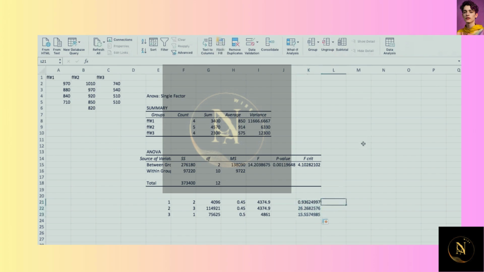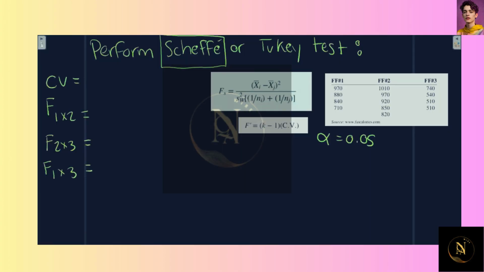All right, so finally, let's calculate our critical value. And we do that by taking the critical value from our ANOVA test and multiplying it by our degrees of freedom for between groups. All right, so let's go back to our whiteboard and copy these values over to make it easier for us to visually organize.